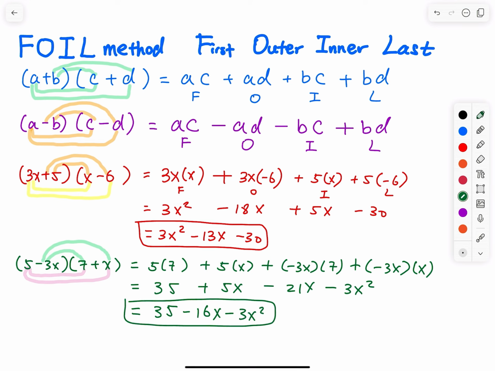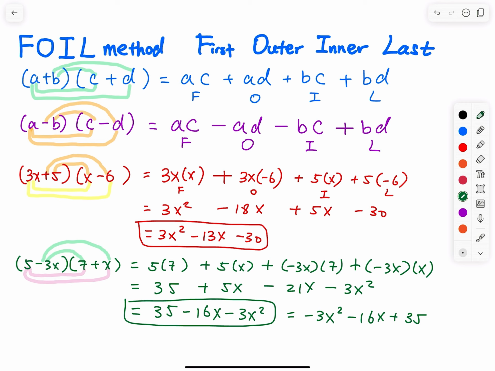In case they want this to be in descending order, then you let the highest exponent go first, and then the first degree, and then the constant. In case they want it to be written in this way, I am fine with the one in the box.